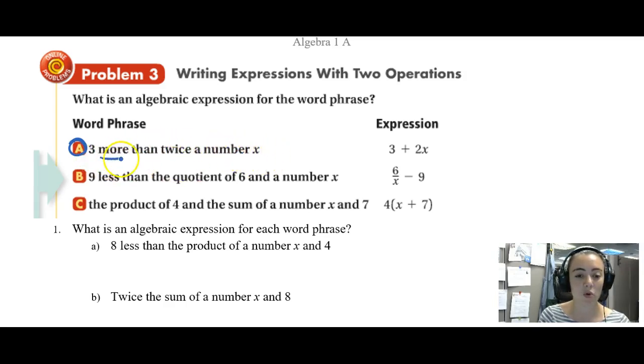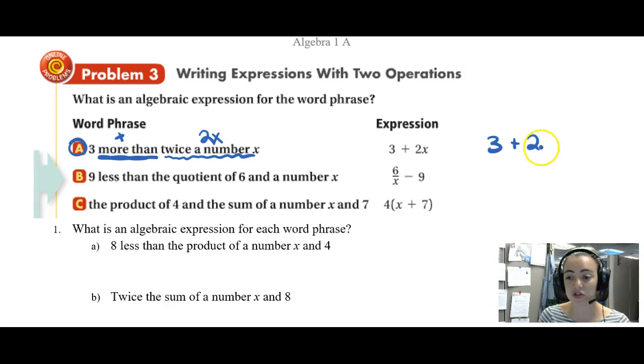So 3 more than. More than lets me know it's talking about addition. And it's more than what? It's more than twice a number. Twice a number, 2 times a number. What number? Number x. So it's 3 more than twice a number. So 3 plus 2x, or you can write that as 2x plus 3. They both mean the same thing.